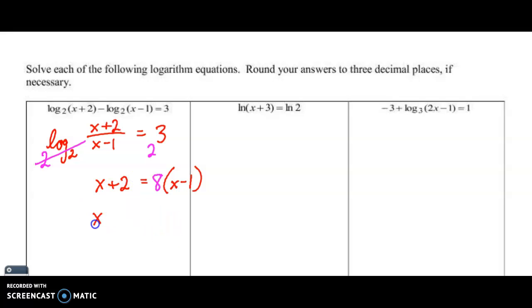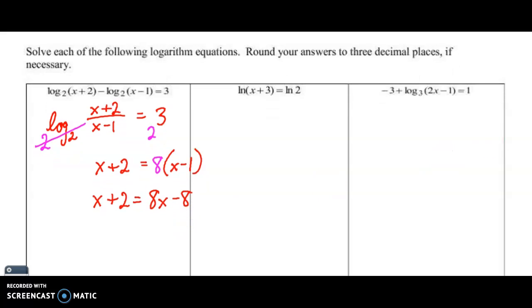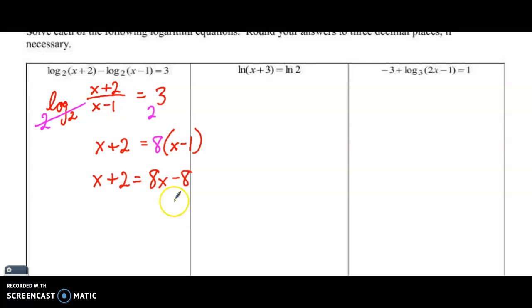So as I'm looking at this problem now, I can solve it by distributing 8 in there. So I would probably subtract 1x to the right side and add 8 to the left. So when I divide, I'll get x equals 10/7. And is this an acceptable answer? Let's see, 10/7 plus 2 is positive. 10/7 minus 1 is positive. So that's a good answer.